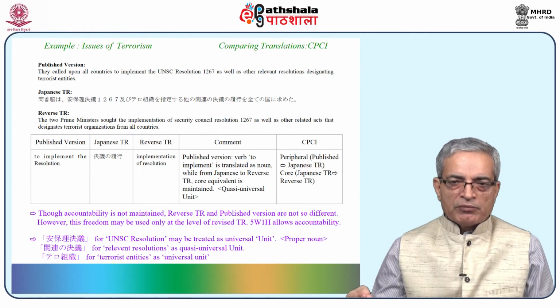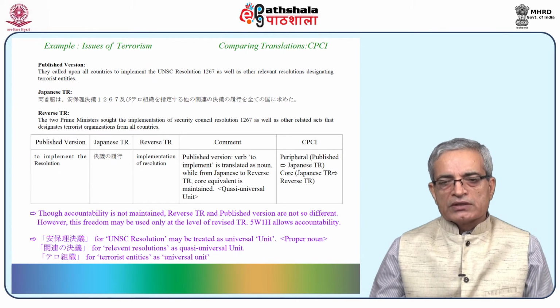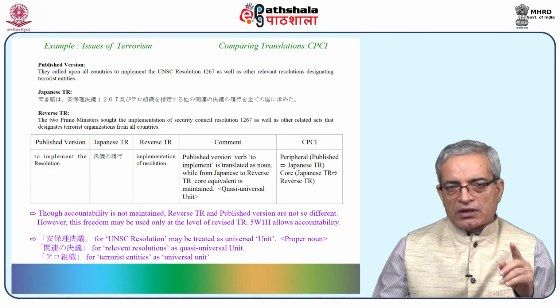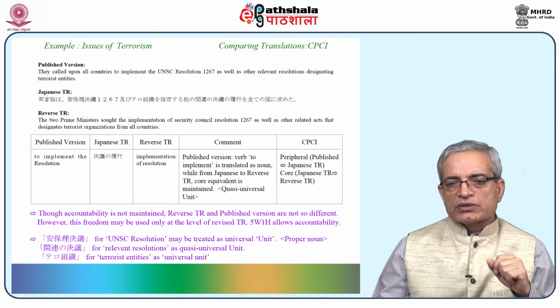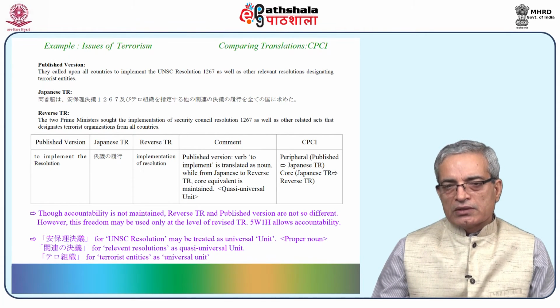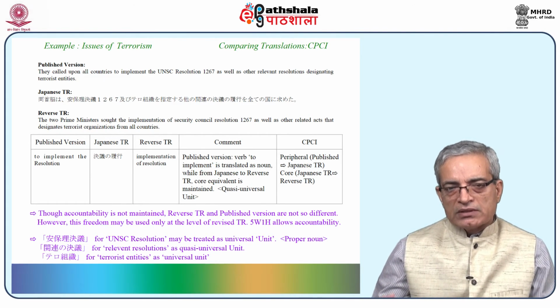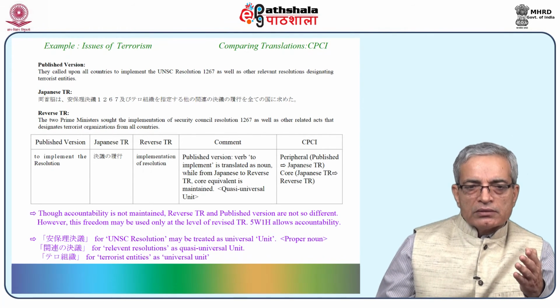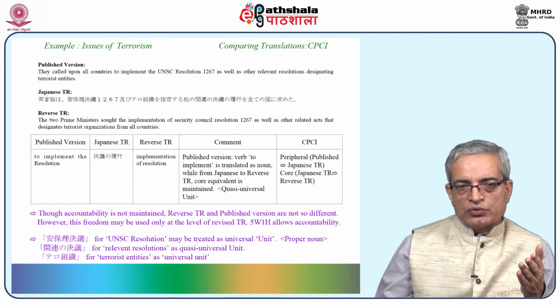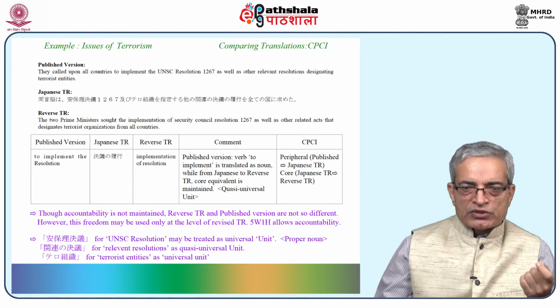When you see published to Japanese and core in Japanese core, when it is Japanese to reverse translation, though accountability is not maintained, reverse translation and published version are not so different. However, the freedom may be used only at the level of revised translation. So 5W1H allows accountability. If we see the elements, the first is Hoan no Anpori Ketsugi. Anpori stands for UNSC, that is UNSC resolution. It may be treated as a universal unit.